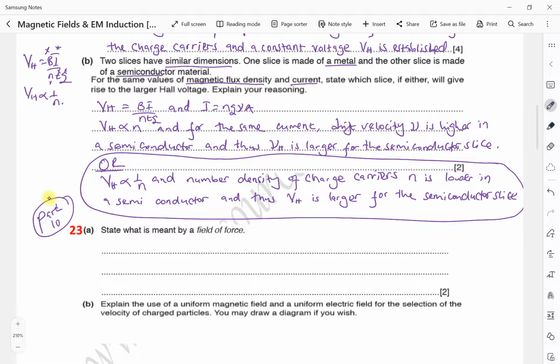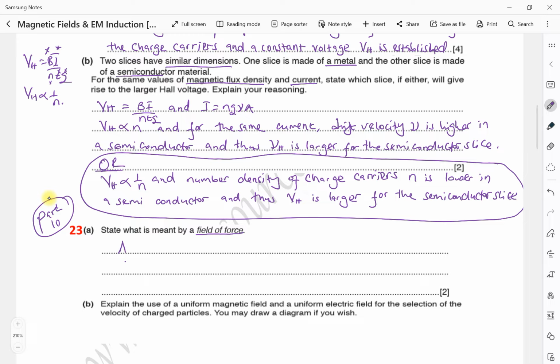State what is meant by a field of force. A field of force can apply to electric fields, magnetic fields, and gravitational fields. So it's just a region of space where an object, where a particle experiences a force.